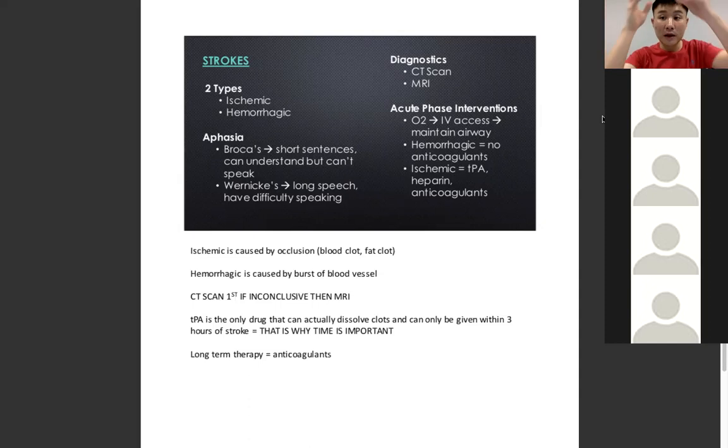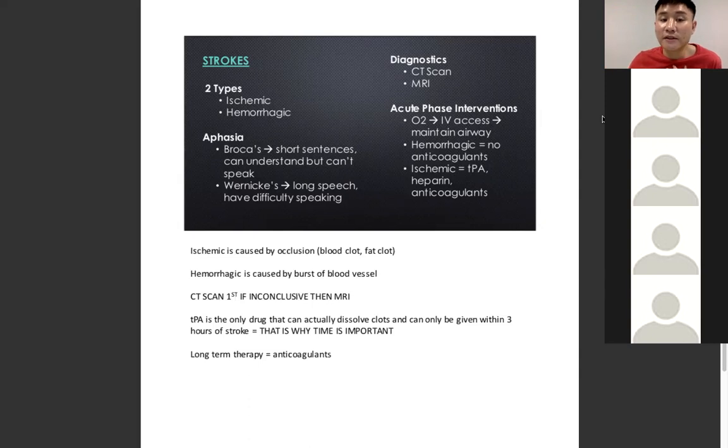And also the blood literally bleeds all over the brain and causes increasing pressure in the brain. That is hemorrhagic, okay? Usually there's an aneurysm in the brain or something like that, or a blood vessel got extended too much and it popped, causing bleeding in the brain. So that is hemorrhagic. Both are considered stroke, but they are distinctly different because of the cause.